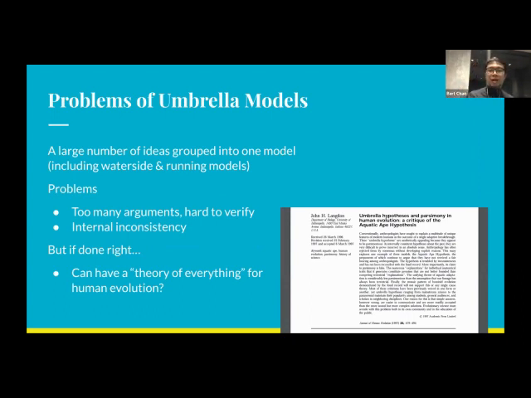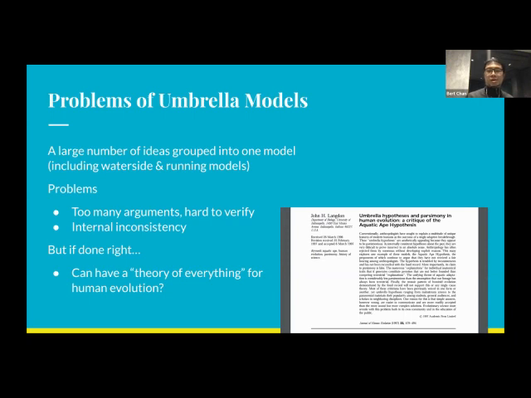One paper by John Landon, I like it a lot because he talked about umbrella hypotheses or umbrella models. He used aquatic ape as one example, but actually the mainstream endurance running model is also a kind of umbrella model. That means they group a large number of arguments inside one model. It is quite attractive to many people because it tries to explain many aspects of humans in simple terms.